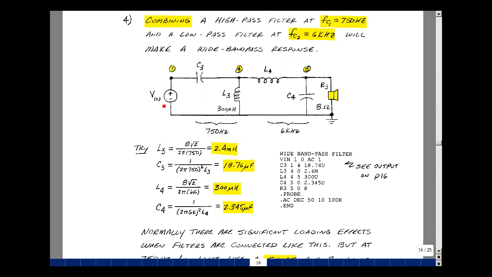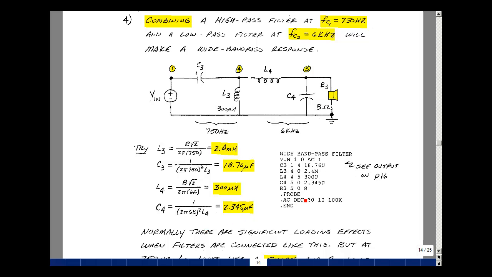So I'll combine my high-pass circuit with my low-pass circuit, but now with different corner frequencies. We could use our formulas to solve for the L's and C's, but now with a different value of our crossover frequency. For this high-pass filter, instead of 6 kilohertz, we're going to do it at 750 hertz. That gives me an inductance of 2.4 millihenries and 18.76 microfarads. Likewise, for the low-pass filter, I'm now going to have that at 6 kilohertz instead of 750 hertz. Plugging in 6K for the frequency, I get 300 microhenries and 2.345 microfarads.